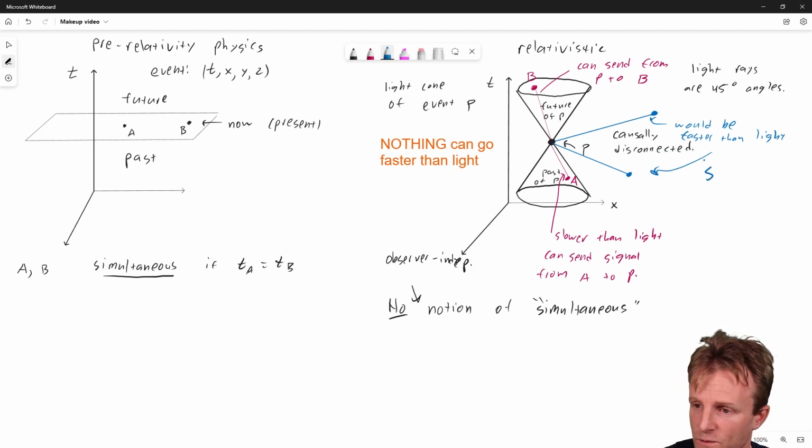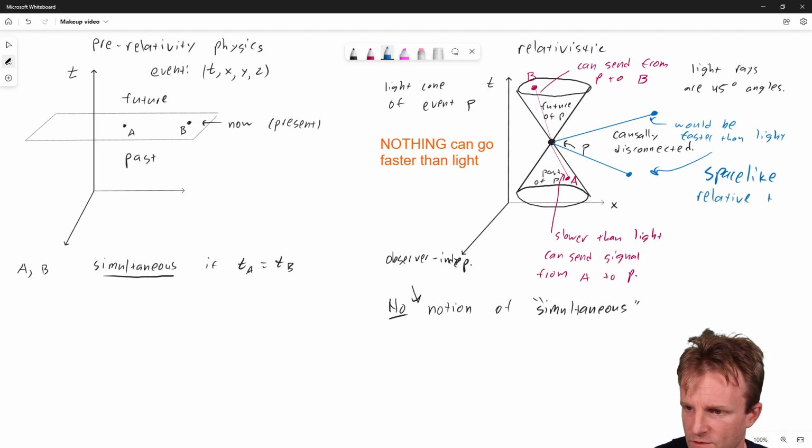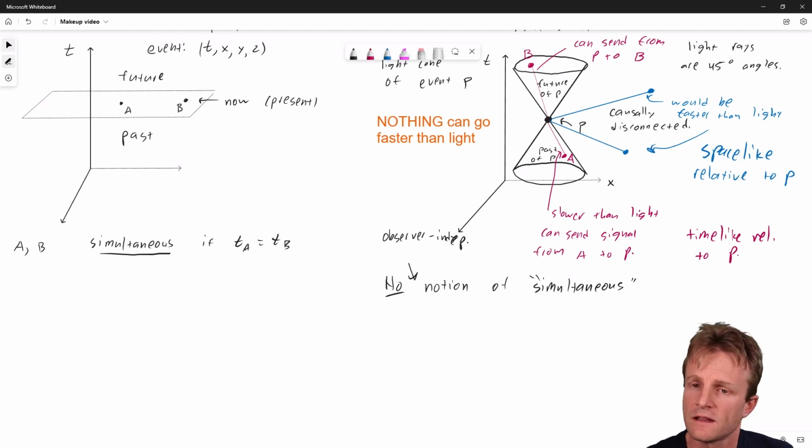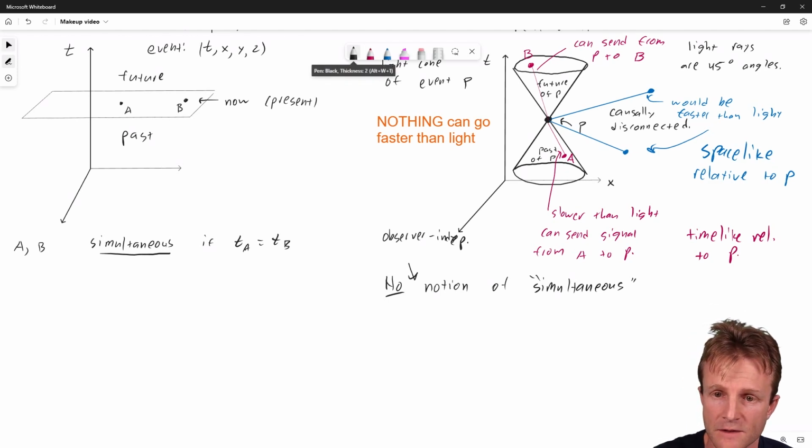And in the jargon, the region outside the light cone is called space-like relative to P, and the region inside the light cone is called time-like relative to P. Past or future. You could say it's in the past or in the future, or the interval from A to P is time-like. Okay, now let's express these ideas mathematically.